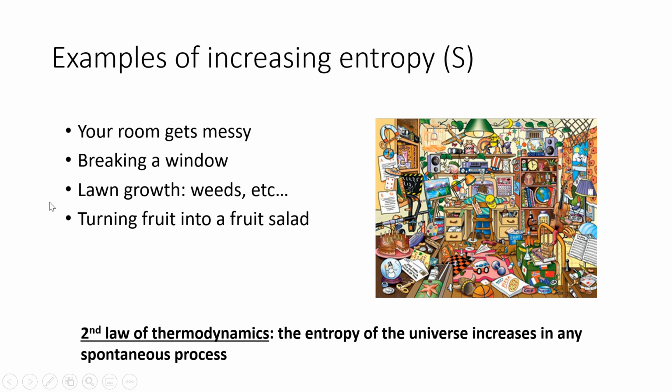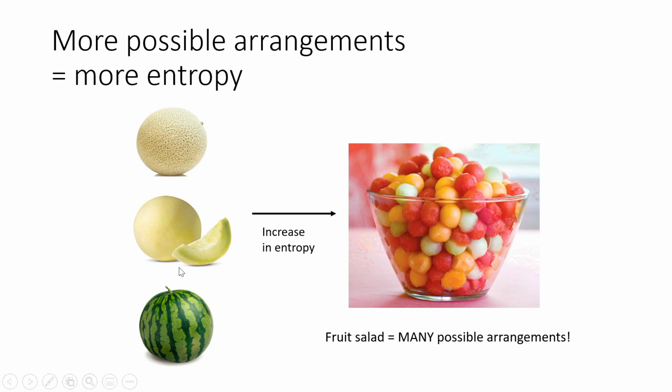Something similar happens with your lawn. Let's say you don't touch your lawn, you just let it go for a few months. It's going to become more disordered. You're going to have grass that's at different heights. You're going to have weeds popping up. So that shows how we tend to see an increase in disorder naturally. And the second law of thermodynamics says that the entropy of the universe is going to increase in any spontaneous process.